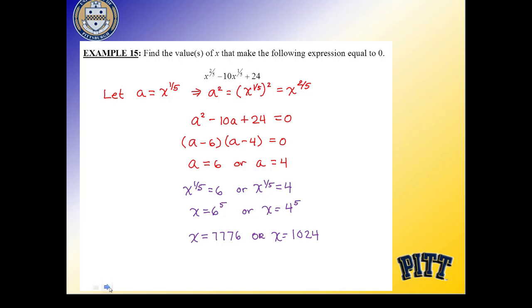And then to solve for x, I'm going to have to raise both sides to the power of 5. So I essentially have a fifth root on the x on the left of each equation, and I want to get rid of the root. In this case, I'm going to raise both sides to the fifth power, and my two answers are x equals 7,776 or 1,024. Those are the values that will make that original equation equal to 0.